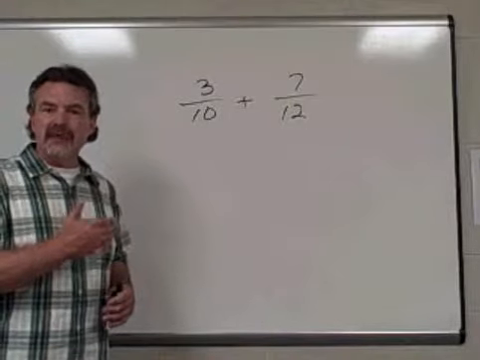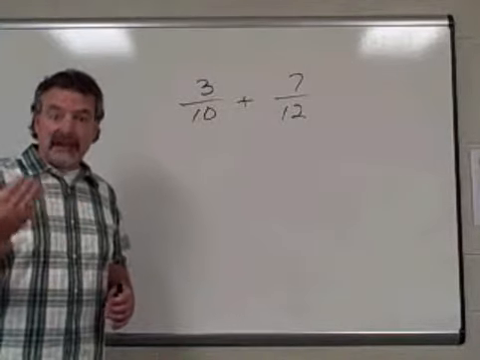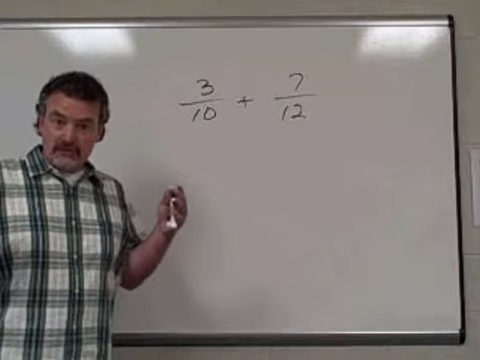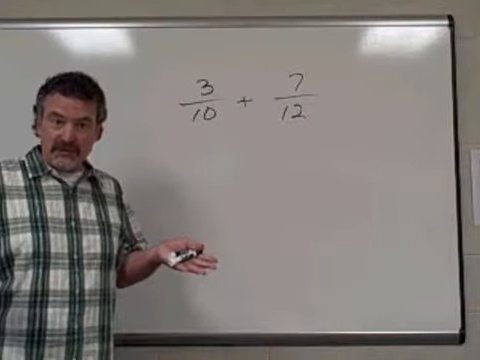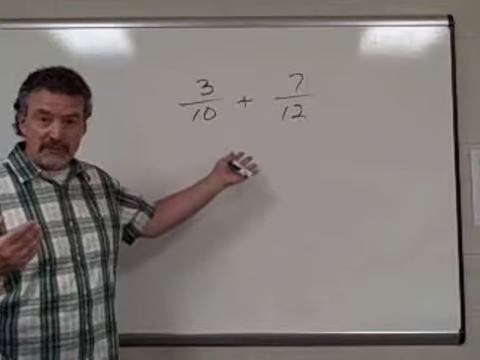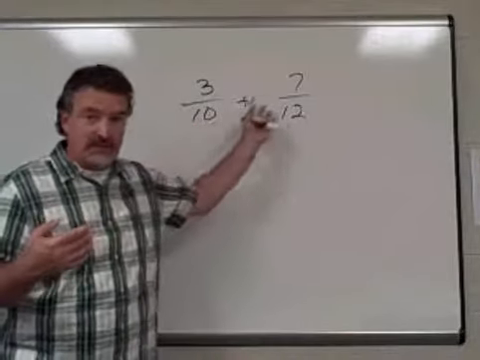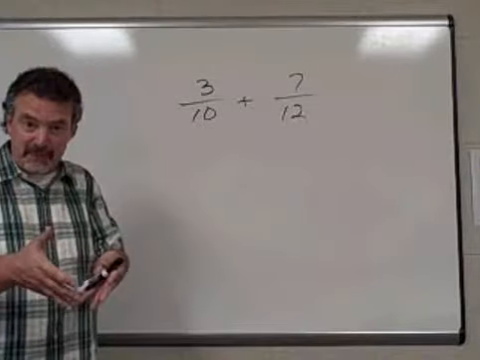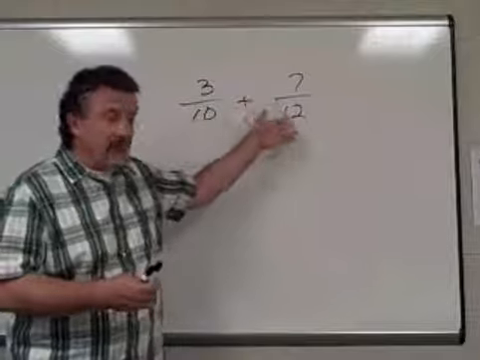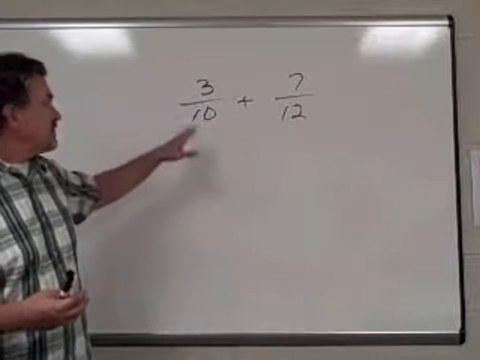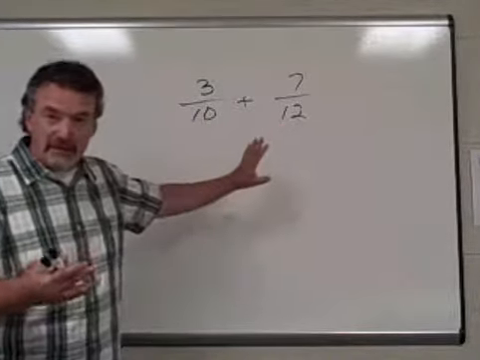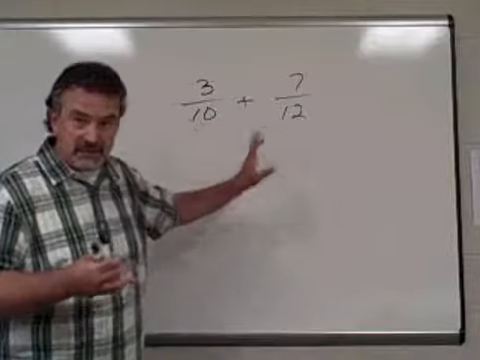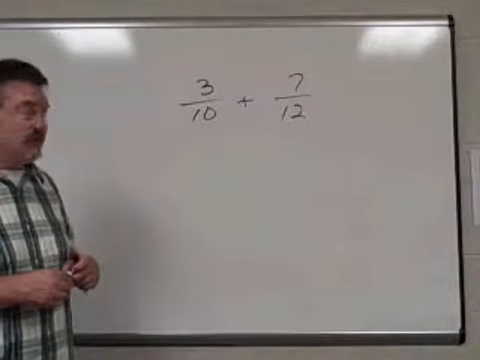Here's another example of adding fractions. Remember, adding and subtracting are those fraction twins that before you can perform those operations, you have to have the same denominator. You have to have the same pair of pants. You have to have the same bottom part of the fraction. So we have to find that common pair of pants, that common denominator for the two denominators, 10 and 12.